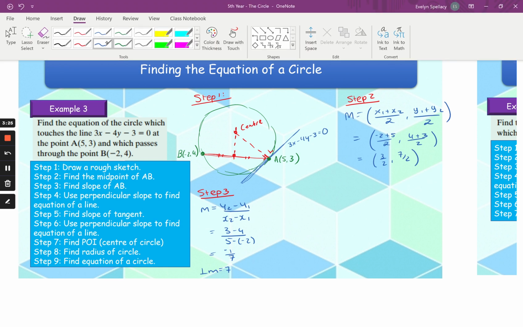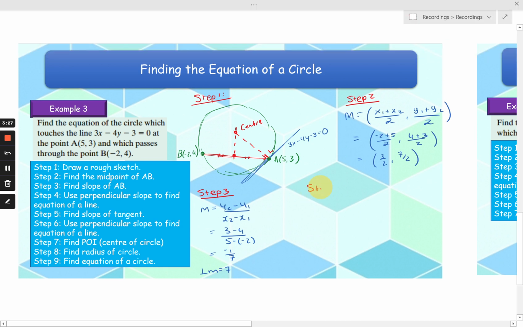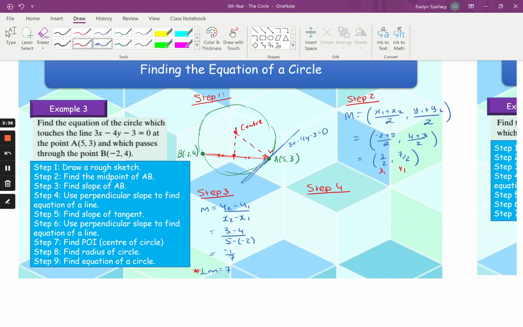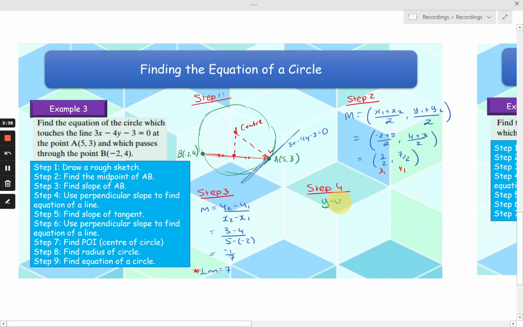So now to find the equation of the perpendicular bisector for step 4, I'm going to use my midpoint as my x1, y1, and I'm going to use my perpendicular slope to find the equation of the perpendicular. Using my formula, y minus y1 is equal to m by x minus x1. So now we're going to sub those in and work it out. So we have y minus 7 over 2 is equal to 7 by x minus 3 over 2, which gives me y minus 7 over 2 is equal to 7x minus 21 over 2.